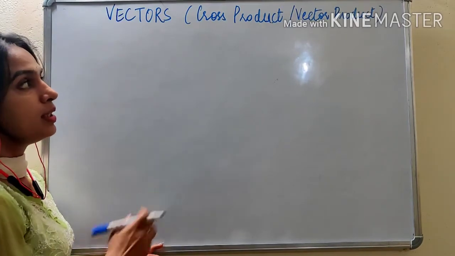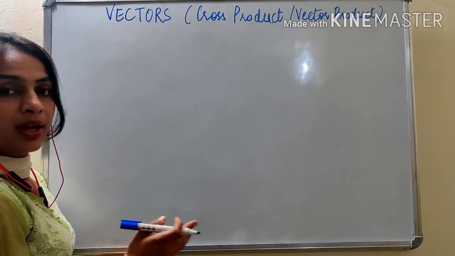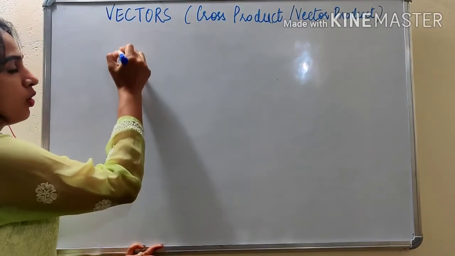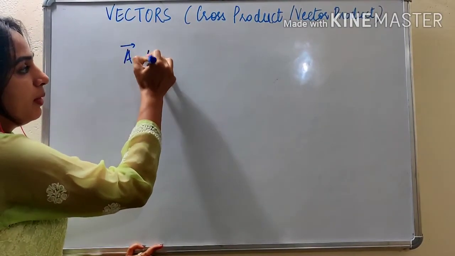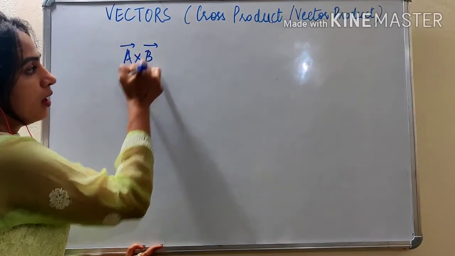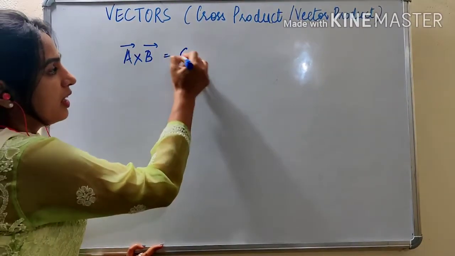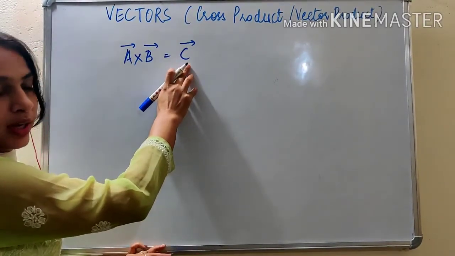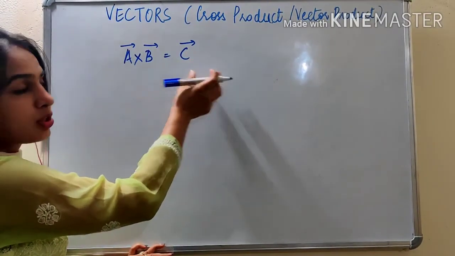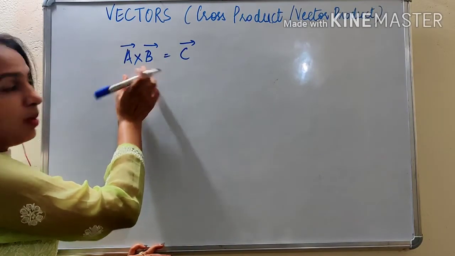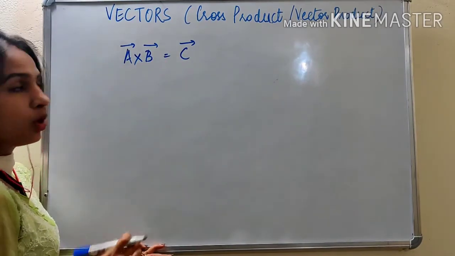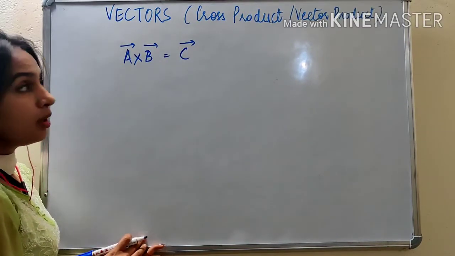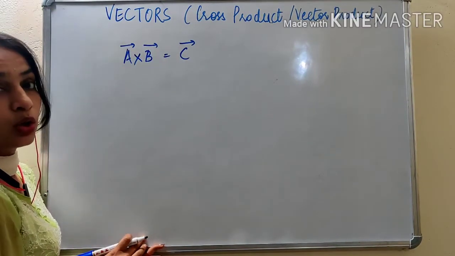And the third one is when you multiply a vector with a vector and you get the result as a vector, which is called a cross product. That means if you multiply two vectors A and B, and the resultant is also a vector, which has magnitude as well as direction, then the vectors have been multiplied using the cross product, or this multiplication is called vector product or cross product.